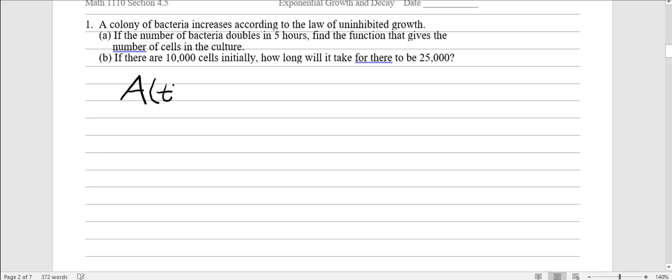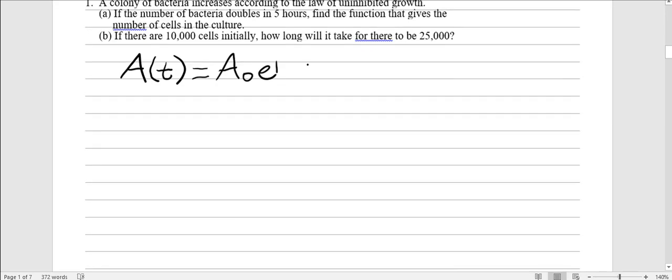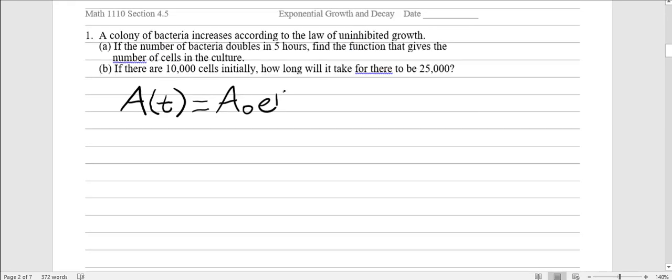All right, so our amount of bacteria is a function of time. So I'm writing the function a of t. And it doubles in 5 hours. So this means it's growing. So we know that that means our k is going to be positive since it's exponential growth.